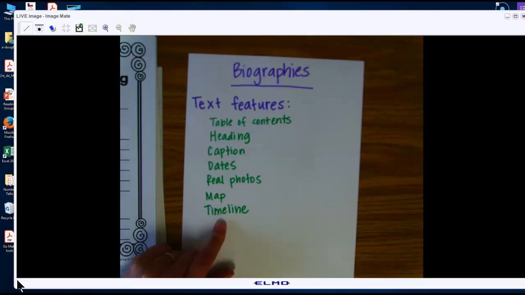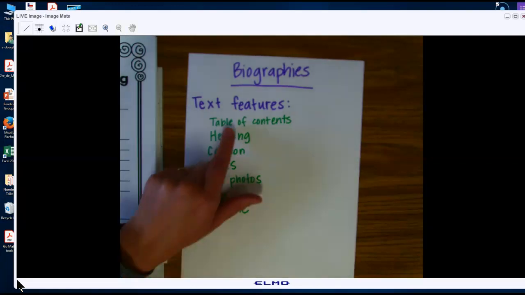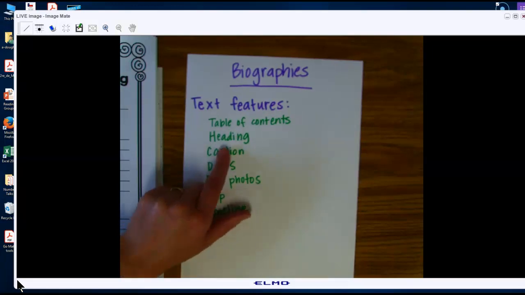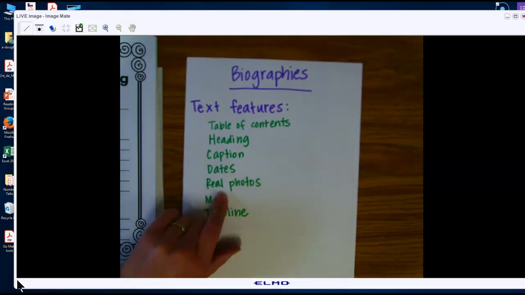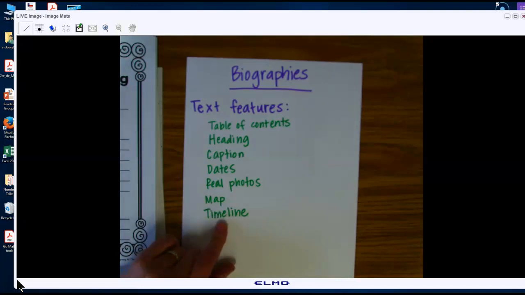Now, in our Joseph Bruchac story, was there a table of contents? No. Was there headings? I don't think there was. Captions? Yes. Every picture had a caption underneath it. Did it have lots of dates? Yes. Did it have real photos? Sometimes. Yes, and there were some that were drawings too. Did it have a map? I don't think it had a map. And it didn't have a timeline. So it didn't have everything here. Remember, not all biographies have to have these things. These are just common features.